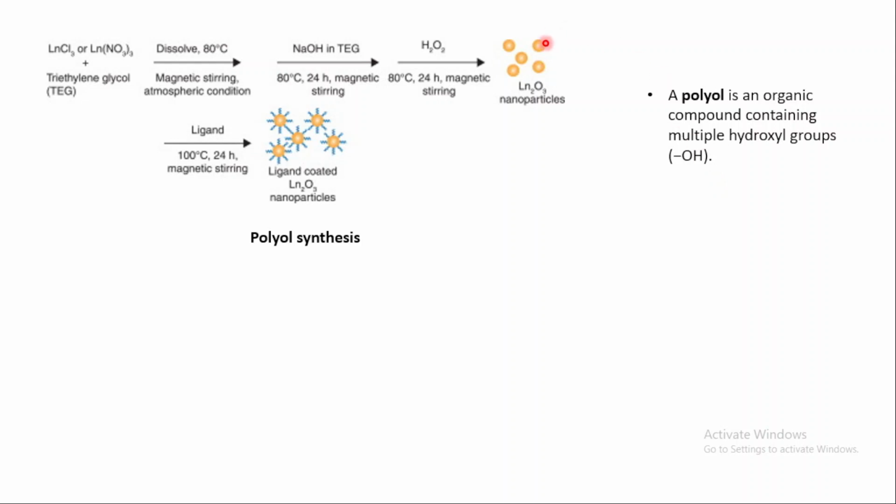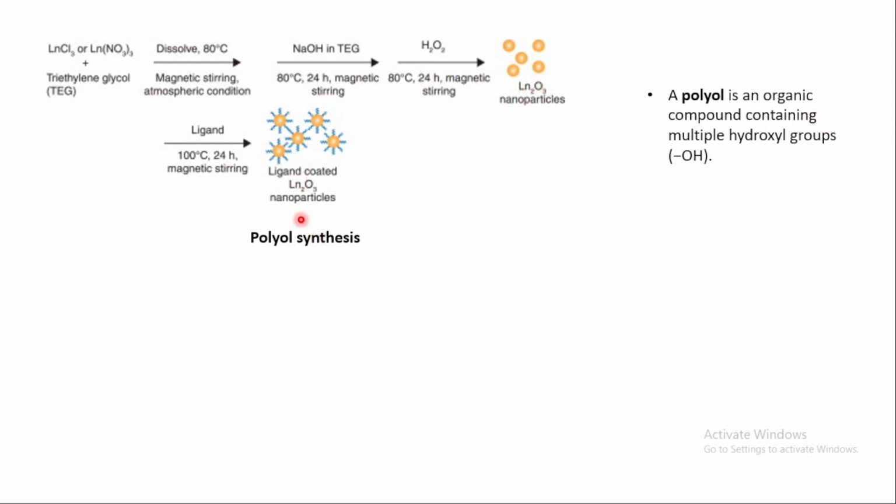So here is an example where we use triethylene glycol as the polyol with lanthanum chloride or lanthanum nitrate. This is the synthesis of lanthanum oxide nanoparticles, metal-based oxide nanoparticles, using the polyol method. There are various processes involved: magnetic stirring in atmospheric condition, dissolving at 80 degrees Celsius, NaOH treatment, then hydrogen peroxide treatment, leading to lanthanum oxide nanoparticles.